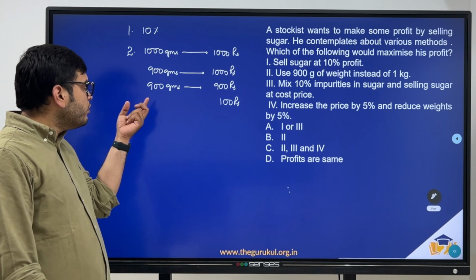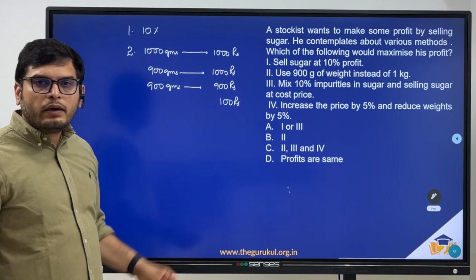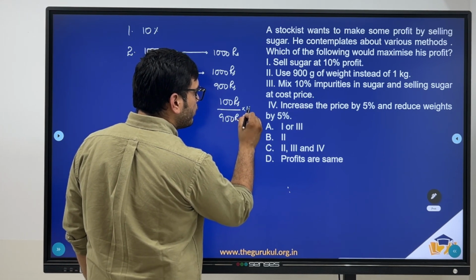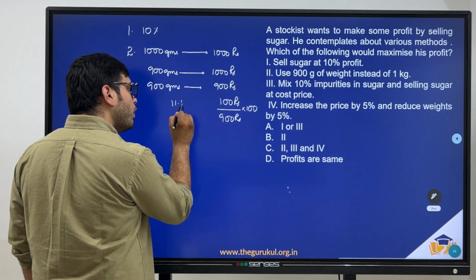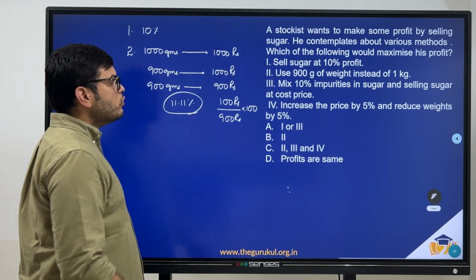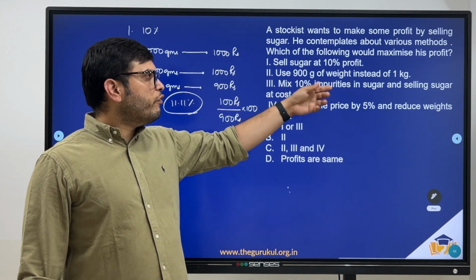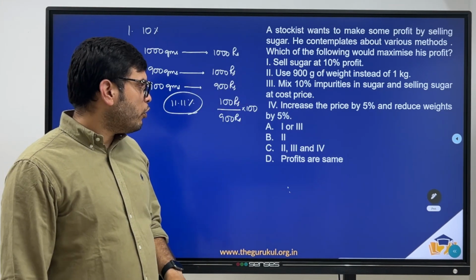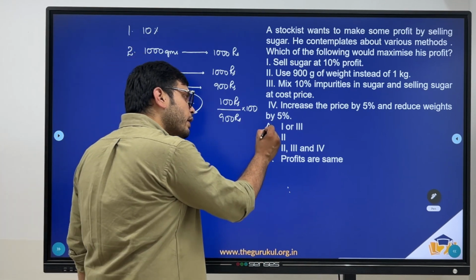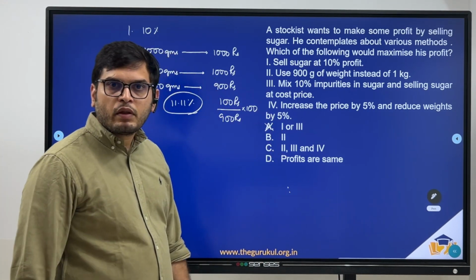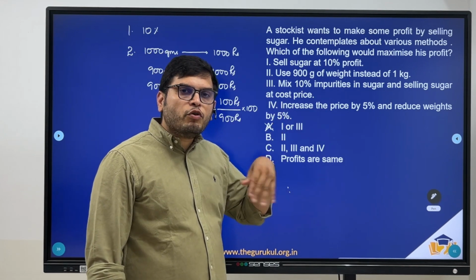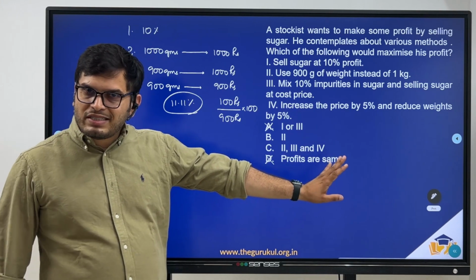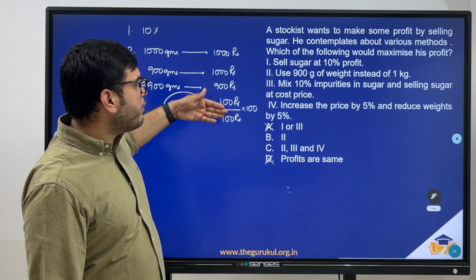Now, what was the cost price? Cost price of 900 grams was 900 rupees. So, 100 by 900 into 100, that would be 11.11% profit. So by using 900 grams of weight instead of 1 kg, he will be earning 11.11% profit, which is more than 10%, right? So I can eliminate option A because option 2 gives more profit than option 1, and I can also eliminate option D. Profits are not the same, right? So this is 10%, this is 11.11%.